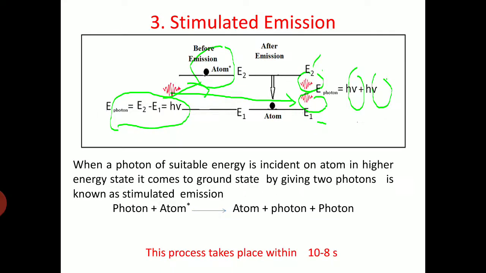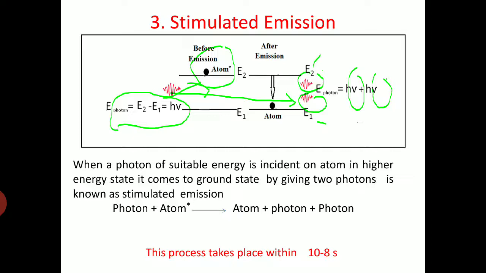So the definition we can go through here: when a photon of suitable energy is incident on an atom in a higher energy state, it comes to the ground state by giving two photons. This process we call stimulated emission. We stimulate externally; we trigger that particular atom which is in the excited state to come to the ground state. During this de-excitation process, two photons are emitted. One is the incident photon, which comes out as it is, and one more photon is emitted during the transition from higher to lower. So totally two photons come out in this process.